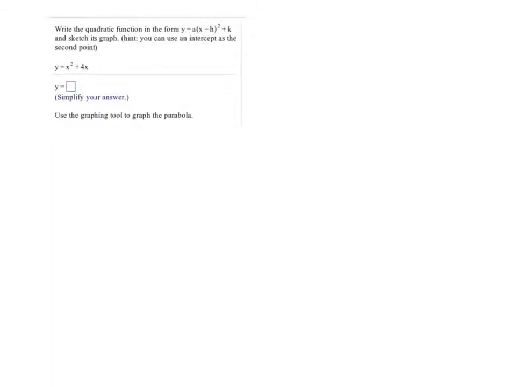Hello, for this question they're asking you to put y equal negative x squared plus 4x in a particular form, and what you need to do in order to make that work is to complete the square. So let's go ahead and look at completing the square.